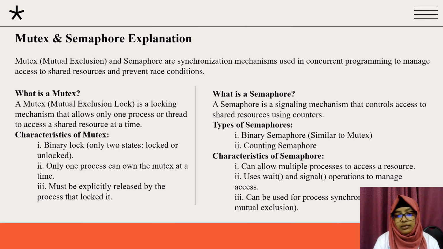What is a semaphore? A semaphore is a signaling mechanism that controls access to shared resources using counters. Types of semaphores: binary semaphore, counting semaphore. Characteristics of semaphore: can allow multiple processes to access a resource, and can be used for process synchronization.